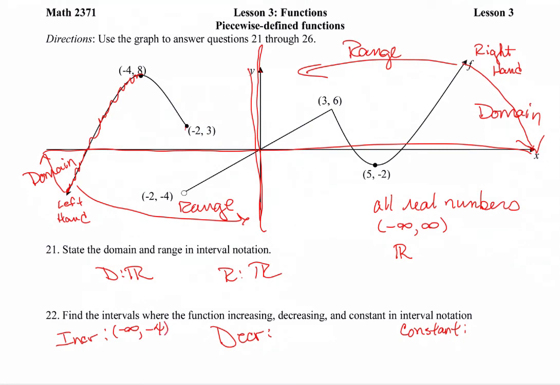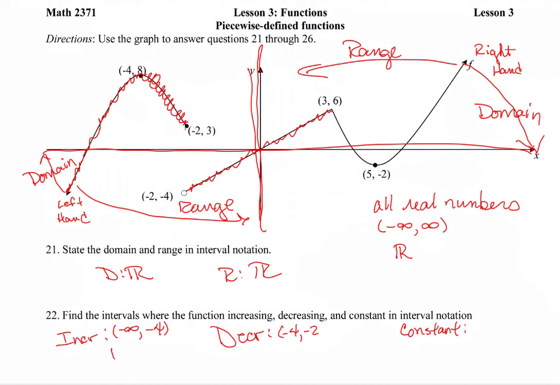Okay? Now I'm going down. So I am decreasing from negative 4 to negative 2. Now I'm increasing again. So I'm increasing from negative 2 to 3.